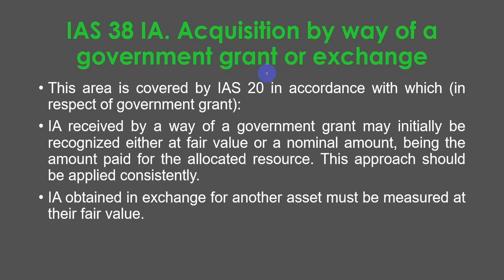Acquisition by way of government grant or exchange. This area is covered by IAS 20, in accordance with which, in respect of government grants, intangible assets received by way of a government grant may initially be recognized either at fair value or a nominal amount, being the amount paid for the allocated resource. This approach should be applied consistently. Intangible assets obtained in exchange for another asset must be measured at the fair value.